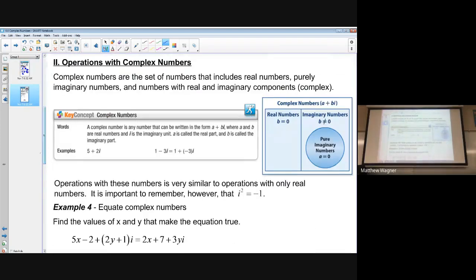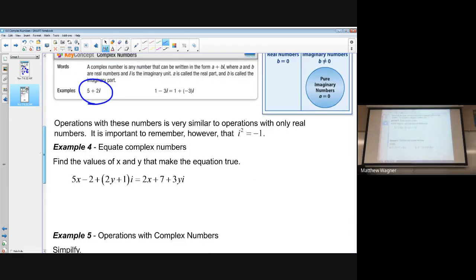Second part of the day is looking at more operations with complex numbers. So numbers that have a real and imaginary component, not just imaginary components. Again, here's that chart I was talking about before. You have the set of complex numbers which contain real and imaginary components. You also have purely imaginary numbers.